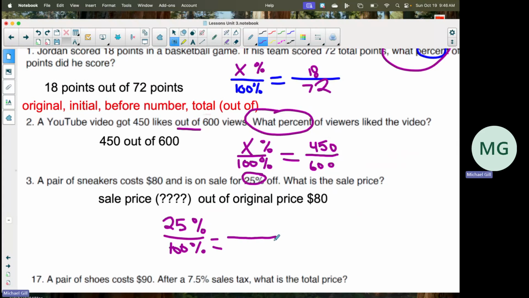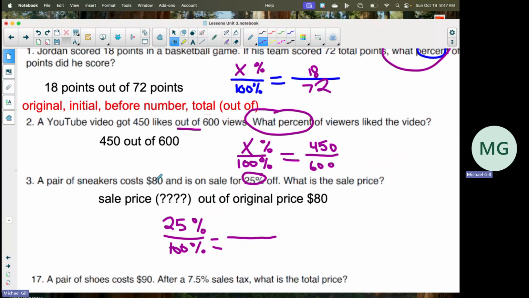Now, what is my total number, my before number, my first number, my starting number, my initial, my out of, whatever you want to call it? Well, if I think about the problem, the original number, it doesn't say original. Sometimes it will. But if I think about the problem and it tells me here, what is the sale price? Well, the sale price would be the after price. The original price would be my starting price.